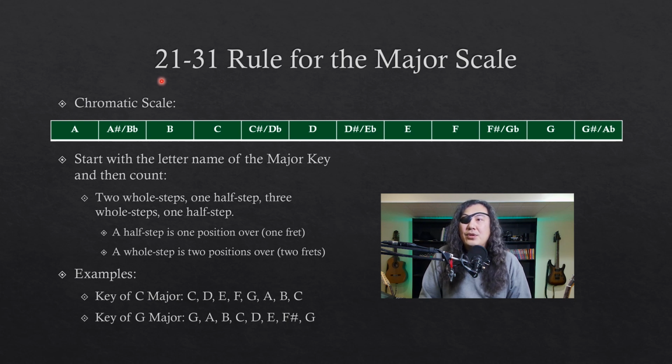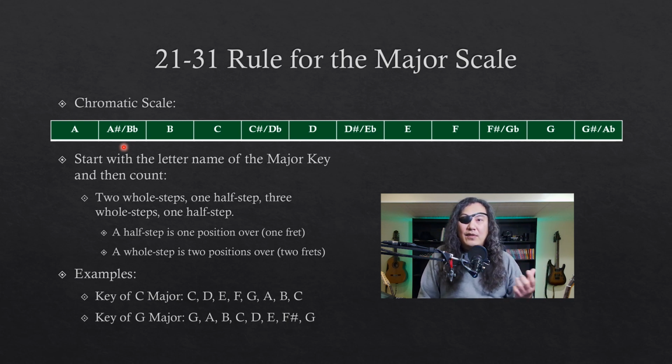2 whole steps, 1 half step: 2, 1. 3 whole steps, and then 1 half step: 3, 1. For the sake of definition, a half step is 1 position over on the chromatic scale, and a whole step is 2 positions over on the chromatic scale. So if we go from A to A sharp, B flat, that is a half step. That is 1 position over on the chromatic scale.